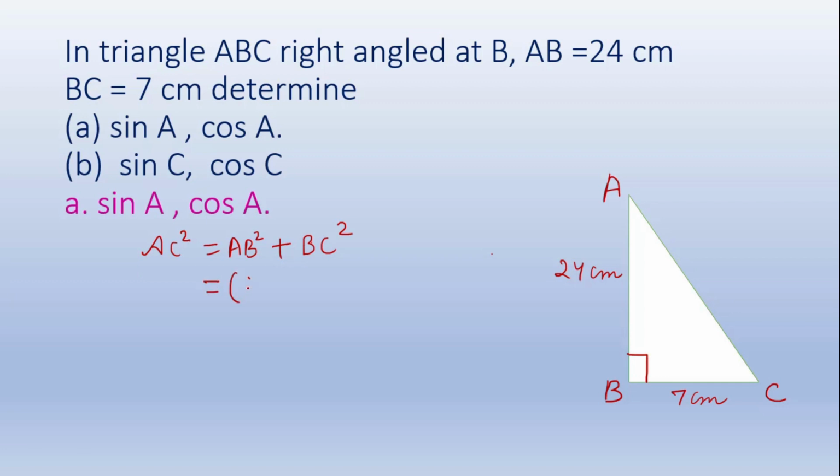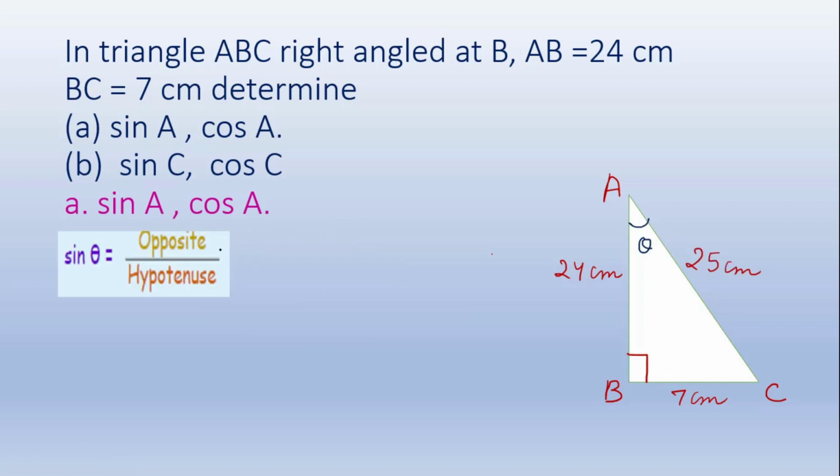AB is given as 24, so it will be 24 square plus BC is given as 7, so it will be 7 square. This will be 576 plus 49, that is equal to 625, and from here AC will be 25. 625 is the square of 25, so AC will be 25 centimeters. So we can write it here, 25 centimeter.